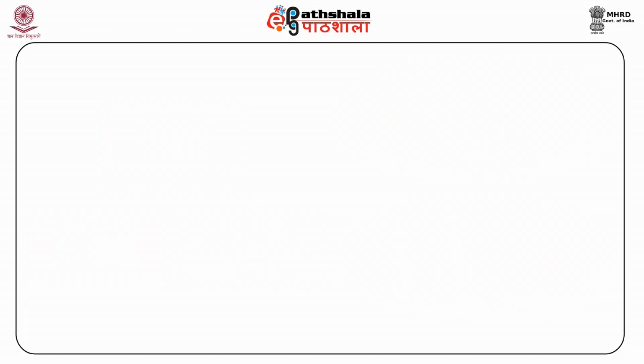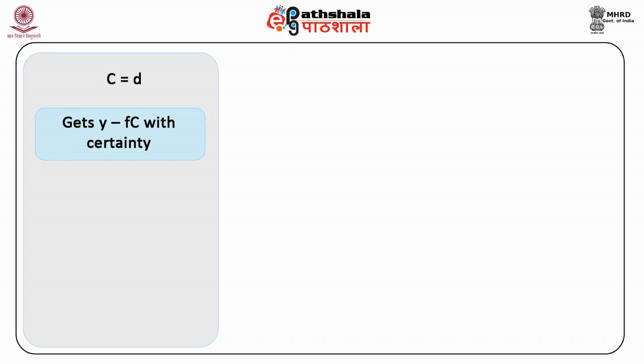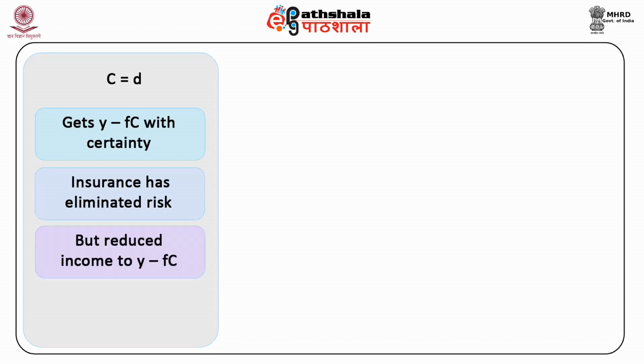Two cases can be considered. The first case is where the compensation paid by the insurance firm equals the damage caused, that is, C is equal to D. In this case, the agent gets an income of Y minus FC with certainty. Insurance has eliminated risk. It has also reduced the expected income from Y minus D into (1 minus P) under a situation of no insurance to Y minus FC with insurance. Under the assumption that C is equal to D, it will be the case that FC is greater than D into (1 minus P) if F is greater than 1 minus P. So, insurance eliminates risk but reduces the expected income.